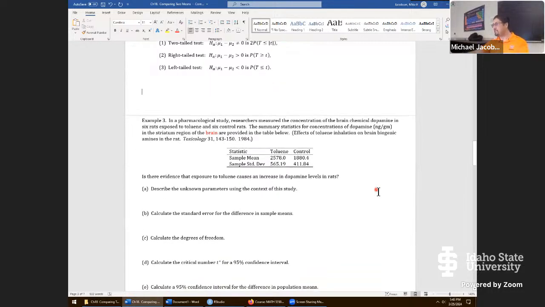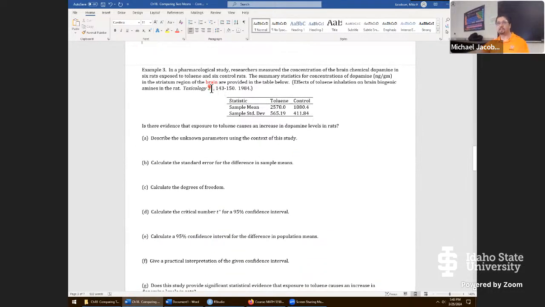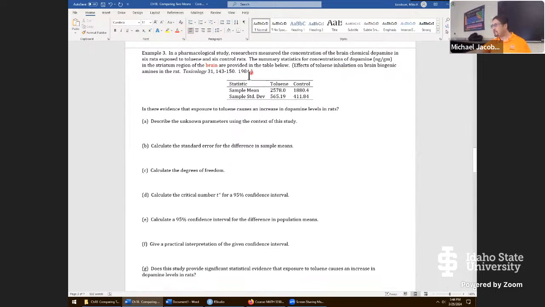Okay, so here's our next example. There's a really quick edit here. I forgot the word brain, so that has to be right here for it to read right. Sorry for that omission. But here's what's going on in this study. It's older data of 1984, and it says in a pharmacological study, researchers measured the concentration of the brain chemical dopamine in 6 rats exposed to toluene and 6 control rats. This study was in the 80s, so I think they were looking at toluene as some kind of thing in aerosols that people were abusing and getting hurt by. So I think that was the purpose of this study.